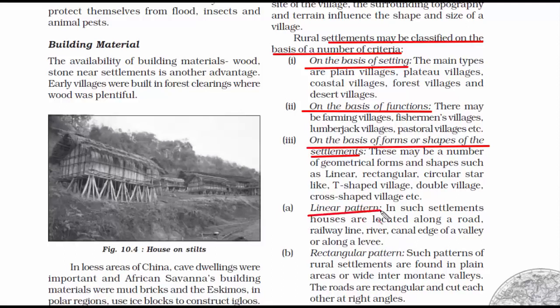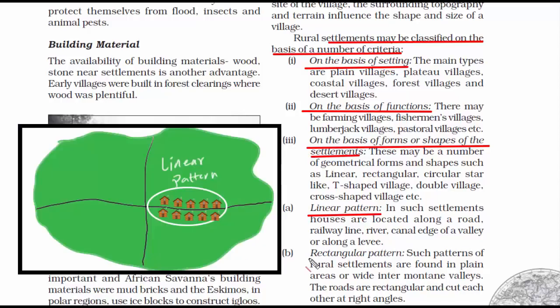The first one is linear pattern. By linear we mean a straight line. Here the houses are located along a straight road, a railway line, river, then a canal. So from top it will look like a long straight line of houses. So this is called linear pattern.